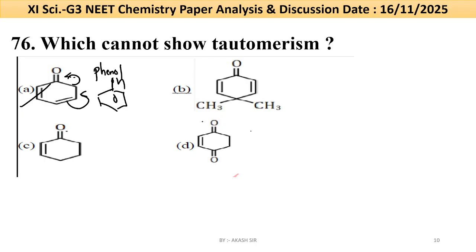Okay, now option B, the name of the compound is 4,4-dimethylcyclohexa-2,5-dienone. The compound with the two methyl groups on the carbon next to the carbonyl group can show tautomerism, but it might be less favorable due to the steric effect on the stability of the potential tautomer. Here is the steric hindrance, and due to the steric hindrance, option B, this compound does not show tautomerism. Option C, cyclohexanone, can show tautomerism, with formation of phenol. So the correct answer is option number B.